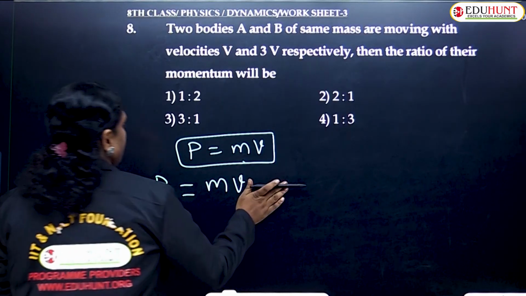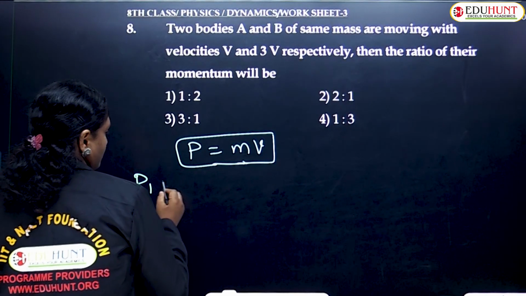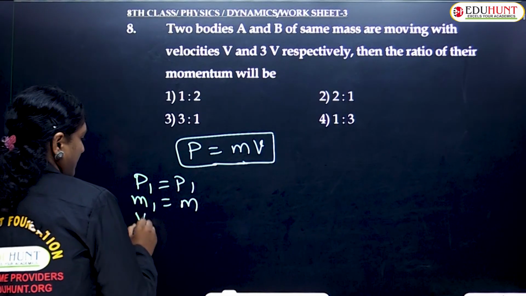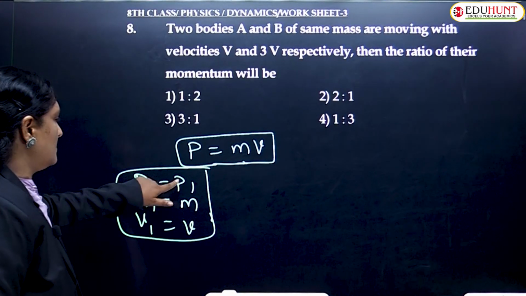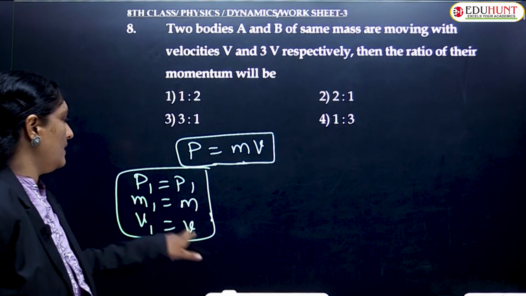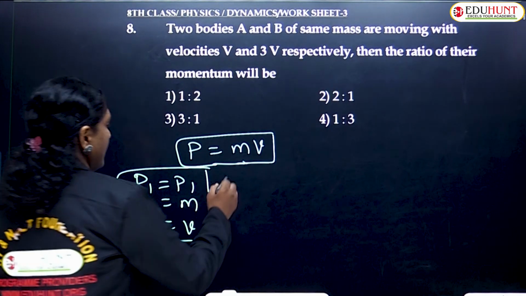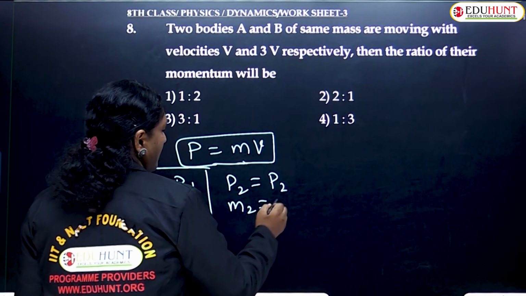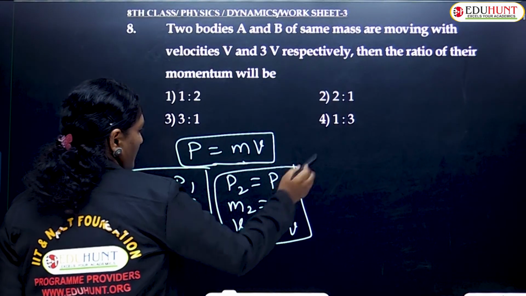So P1, let me write it like this. P1 as the first momentum, M1 as some M and V1 as some V. First momentum, first mass, first velocity. Velocity they gave as V. Momentum we consider as some P1. Mass, same mass means M. Similarly, P2 is some value. M2, same mass, so M. V2, how much did they give? 3V. So this is the given data.